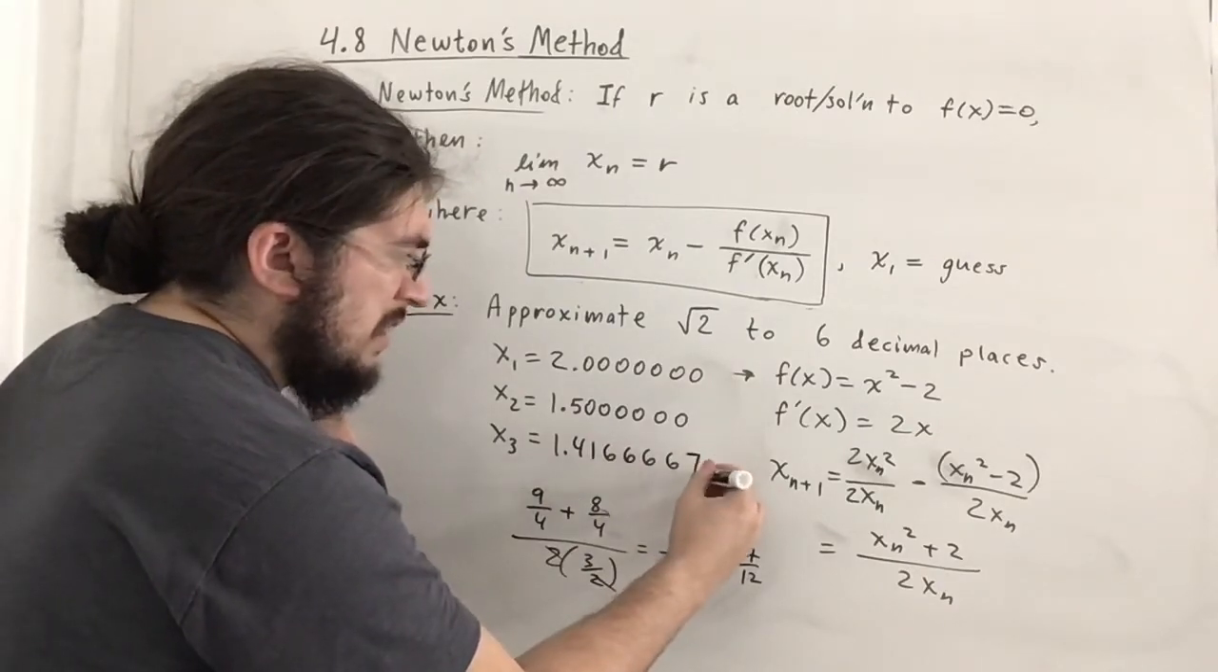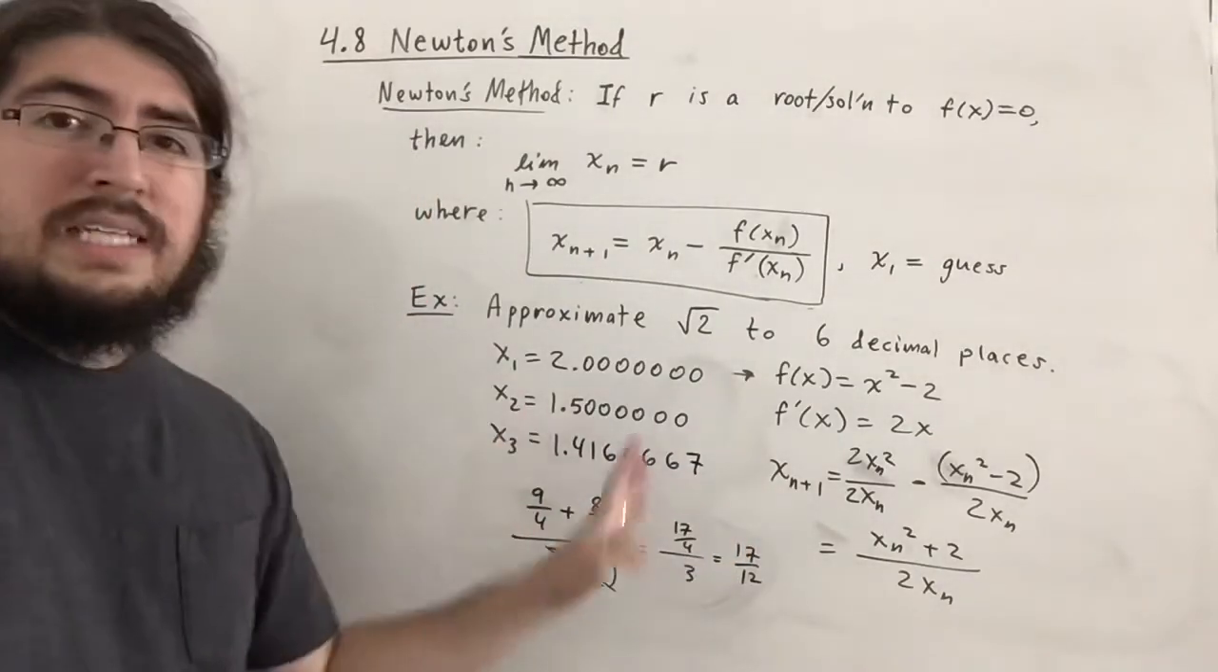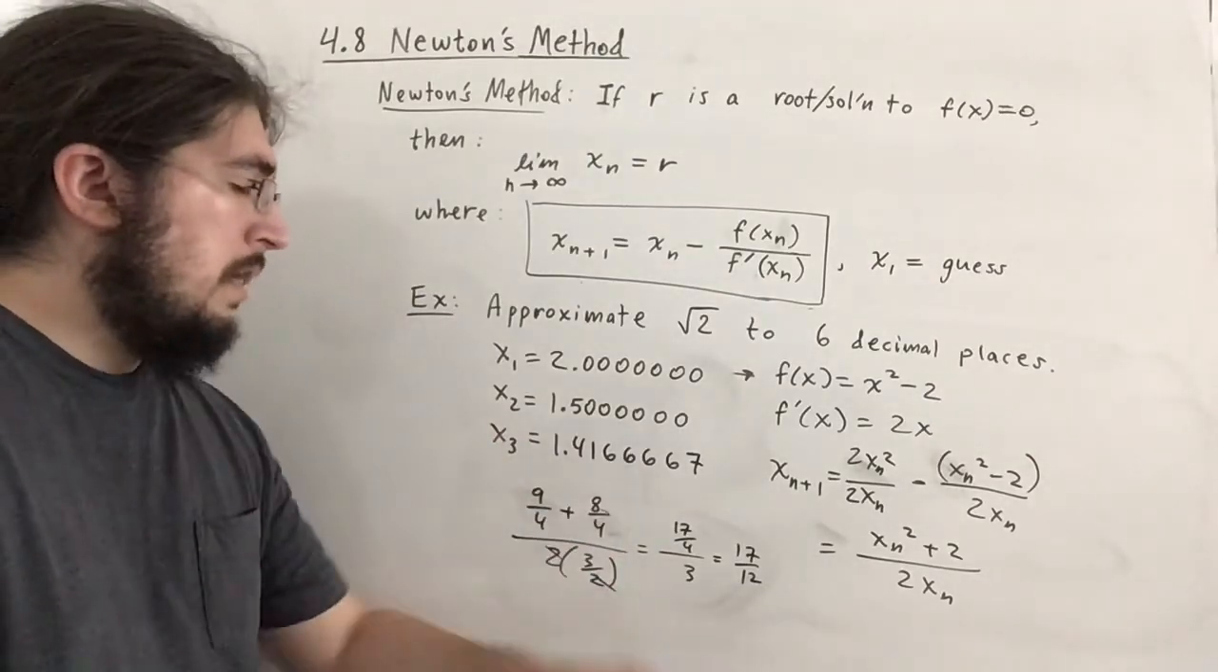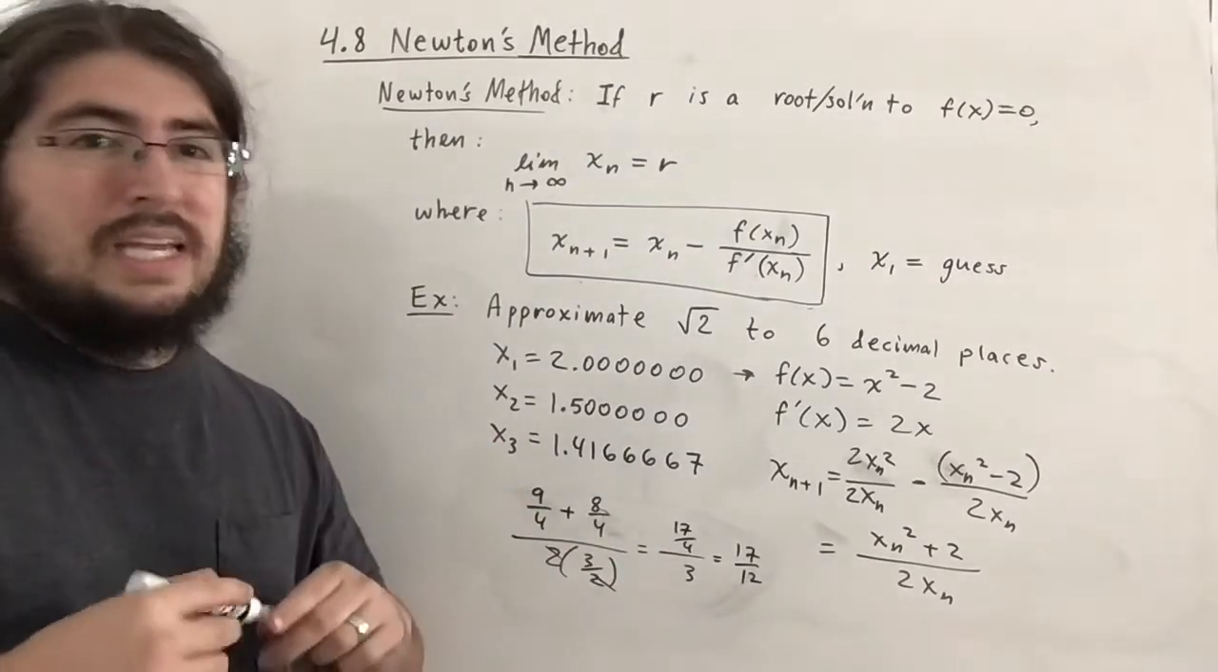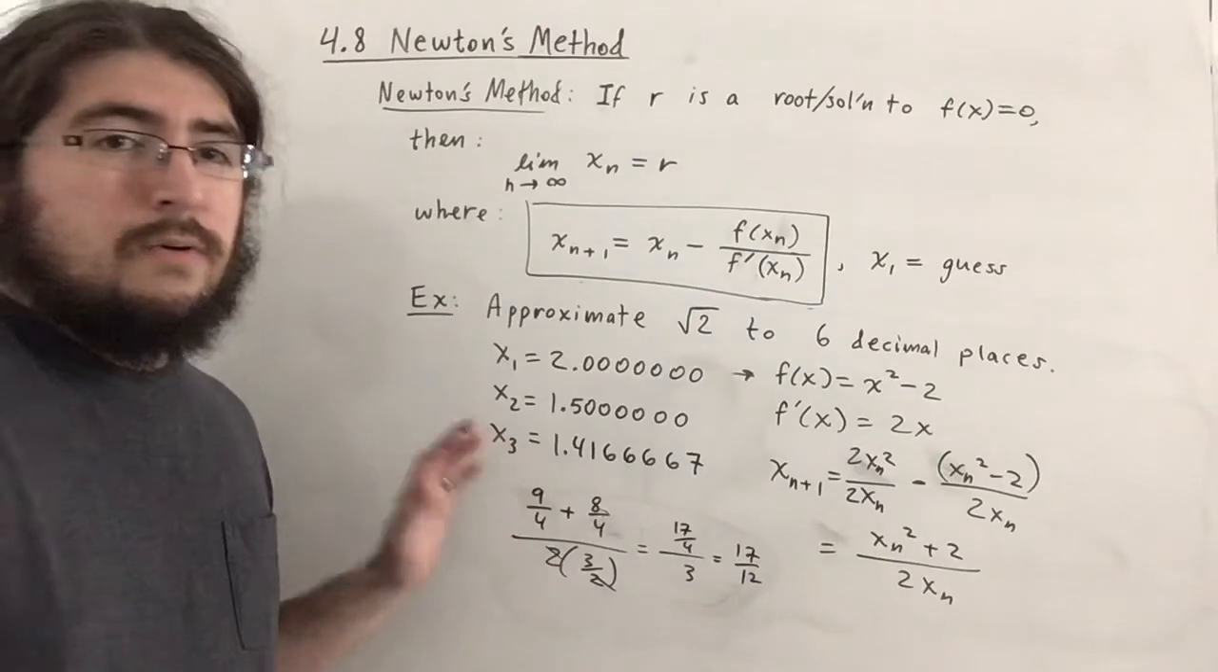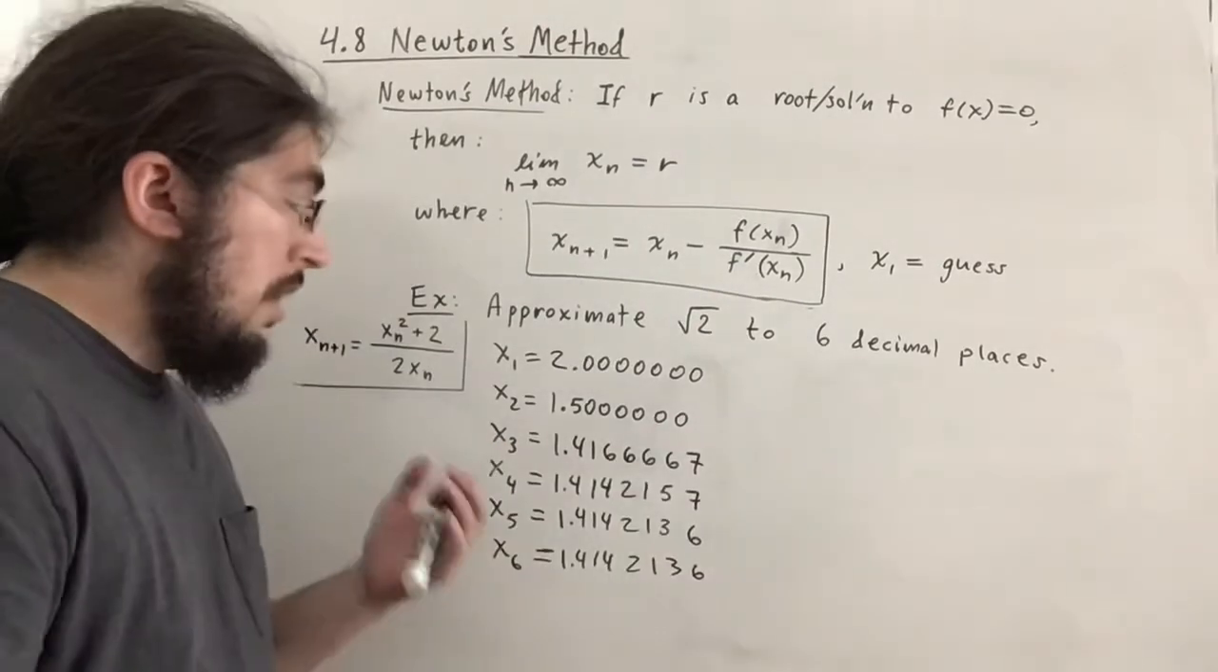So if we round, this is a 7. So I'm going to round to 7 decimal places and we'll see where it stops. So now we're just going to see a list of values here. So I'm going to erase all this and write those values. All right, so there we go.